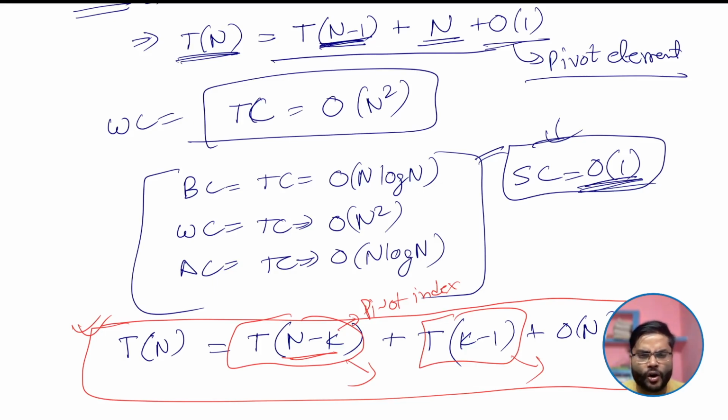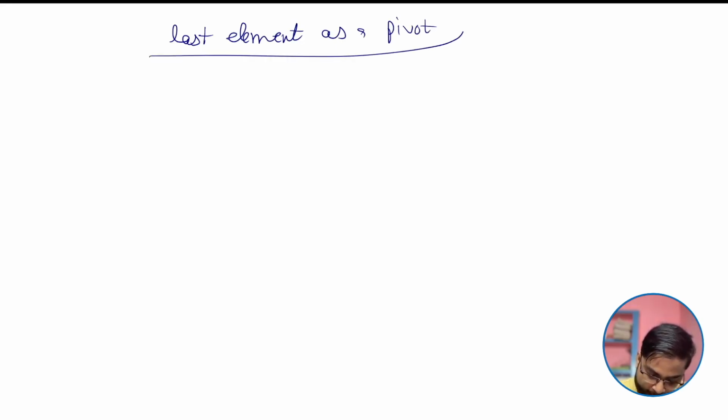I have included all these in my notes. Okay, so if you refer my notes, it will be very clear to you. So in this example we had taken first element as the pivot. Now what if you take last element as a pivot? If you take last element as a pivot, okay, so what will happen?